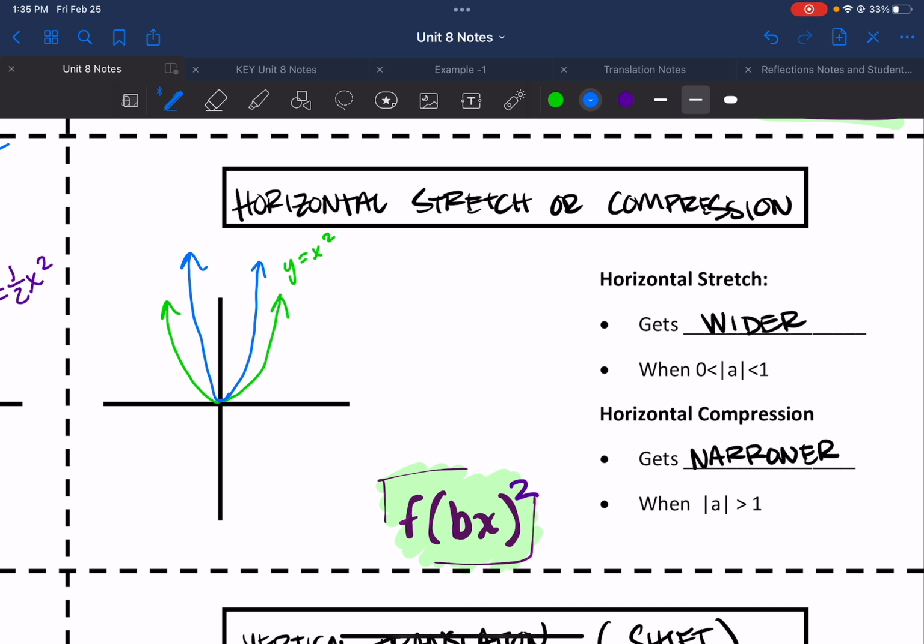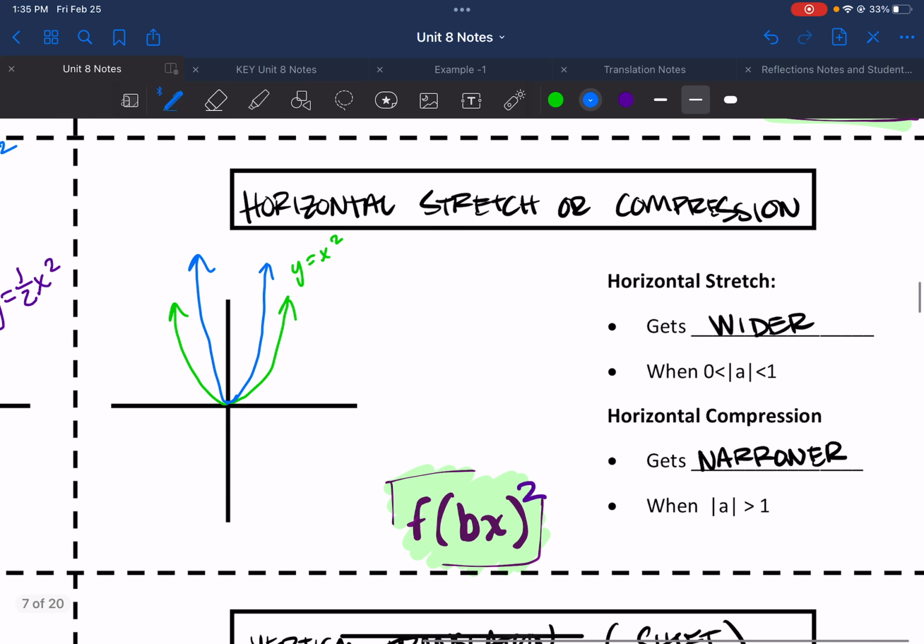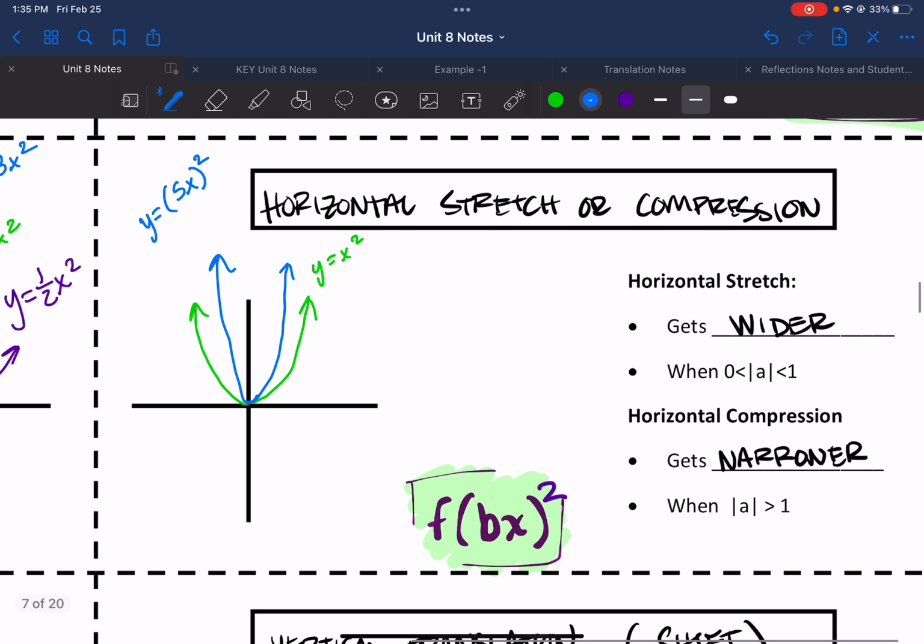I'm just giving you an example of what it would look like for a horizontal stretch. Y equals, I'll do a parentheses, let's say 5x, close that parentheses, squared. So the difference is one is in the parentheses and one is not. Then let me draw an example of a wider parabola. An example of this would be f of x equals, let's say, (0.75x) squared. So those are examples of a horizontal stretch and compression.